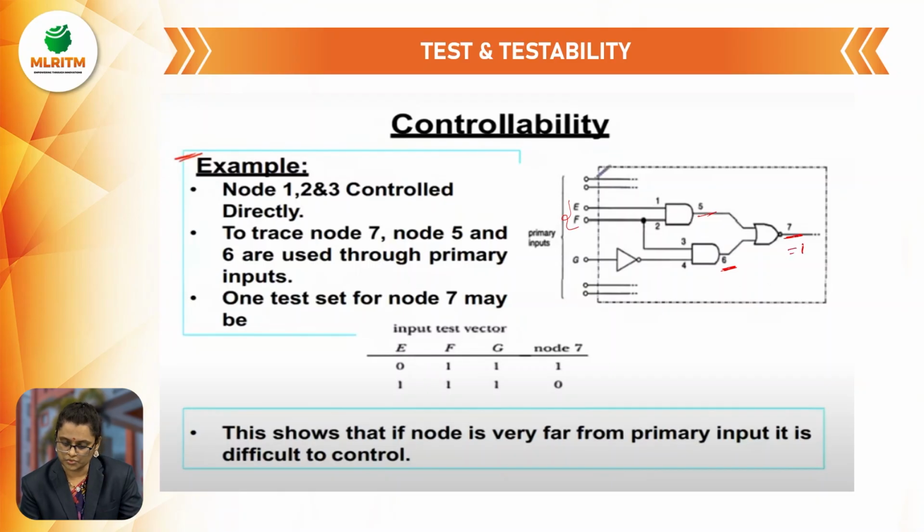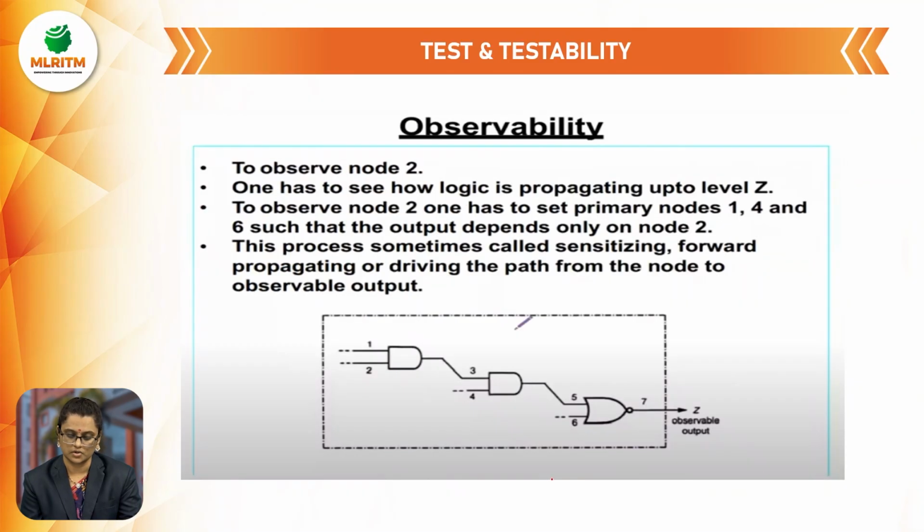For getting output 1, primary test vectors are 0, 1, 1. For getting output 0, primary test vectors are 1, 1, 1. So this shows that if a node is very far from the primary input, it is difficult to control. That is called controllability. Observability is nothing but how the functionality is going on in the circuit from the starting node to the ending nodes. We can just observe the functionality of the circuit, which is called observability.